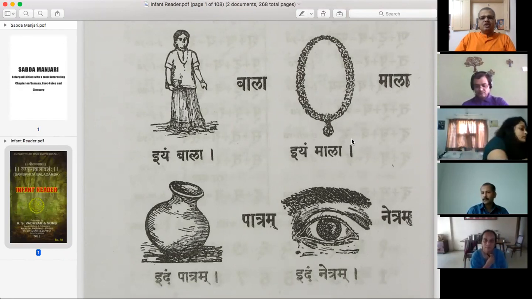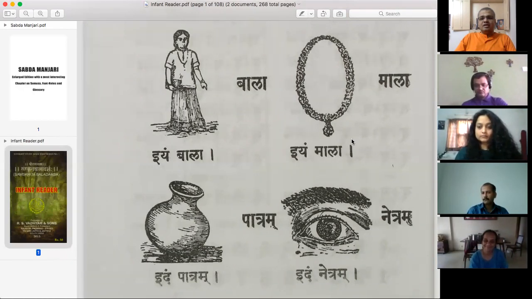So there is no logic. Why is mala feminine? There is no logic. It is feminine, that's all. So you can't ask the question why. So gender alone, in Sanskrit, you can't ask the question why. Everything else you can ask why. But gender alone you cannot ask why. You just learn it by practice. So mala is feminine.